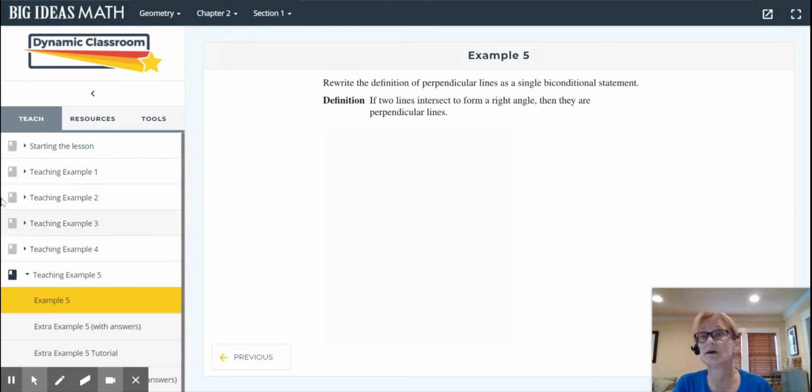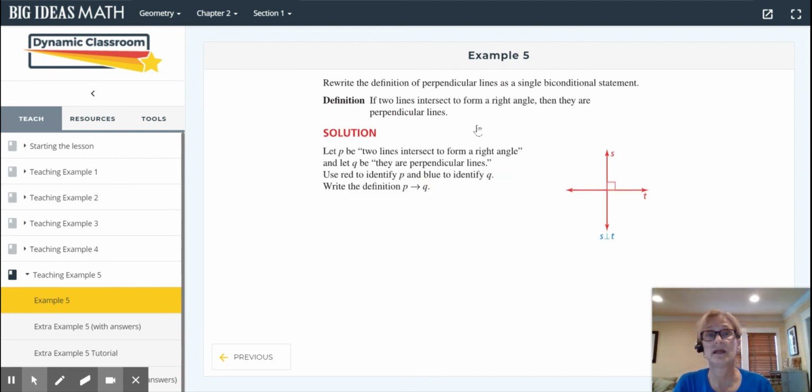Now there's a funny little symbol here that is a double arrow. It looks like an arrow with little carrots on both ends, and that means biconditional. It's also in words written as if and only if. So if and only if is a biconditional statement, and it means that it's not just P implies Q, it's also Q implies P.